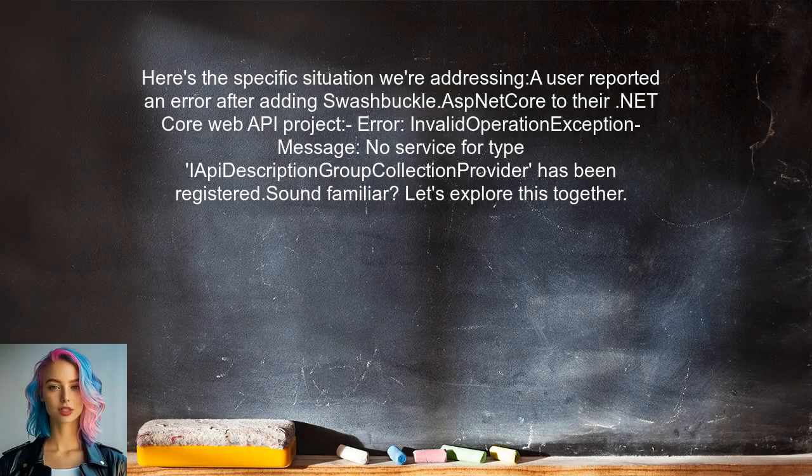Here is the specific situation we're addressing. A user recently reported an error after adding Swashbuckle to their bare-bones .NET Core Web API project. They received an error stating that no service for type IApiDescriptionGroupCollectionProvider has been registered. Sound familiar? Let's explore this together.